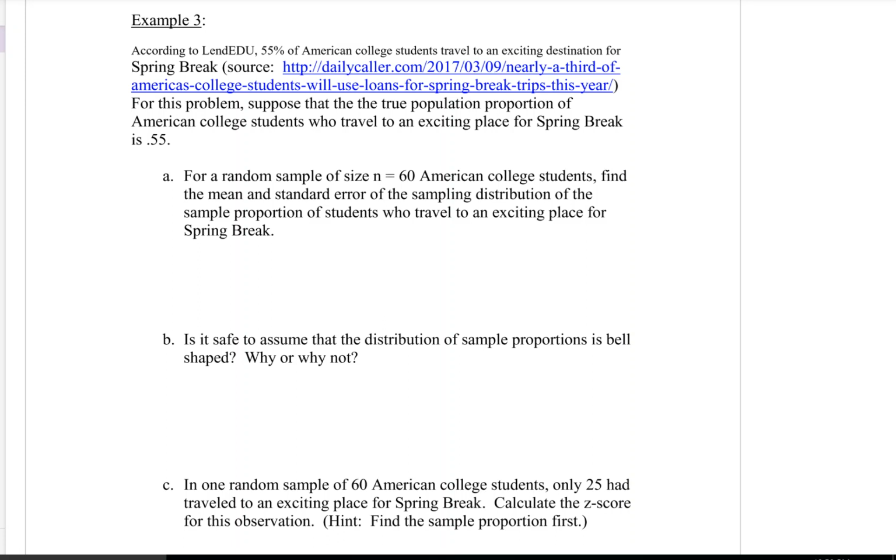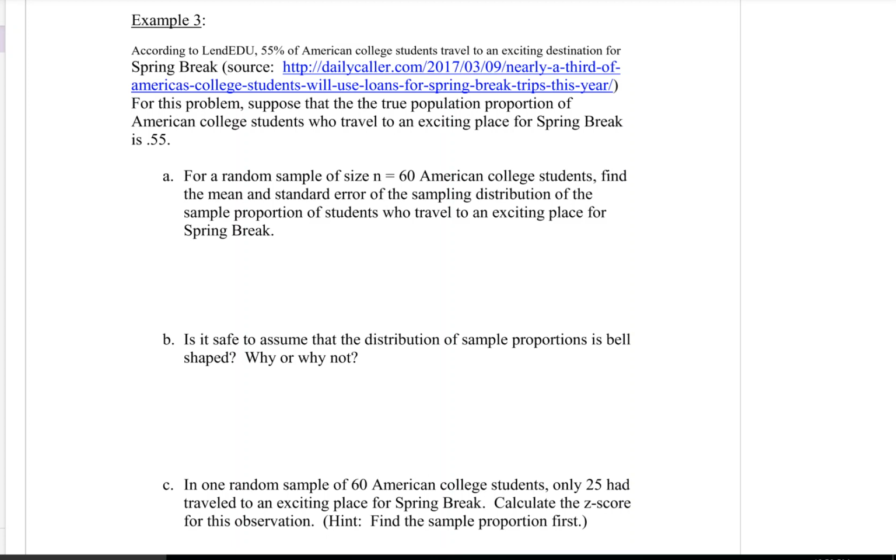We've talked some about the properties of the sampling distribution of the sample proportion and the sampling distribution of the sample mean, and we've taken a look at some applets to better understand those concepts. Now we're going to do a couple of examples applying what we've learned.